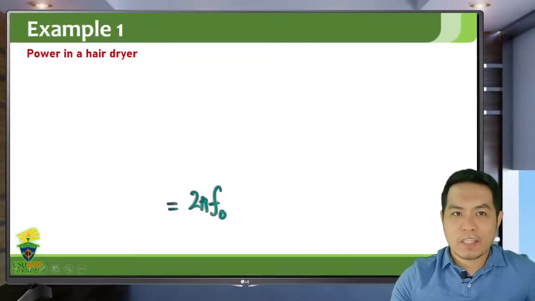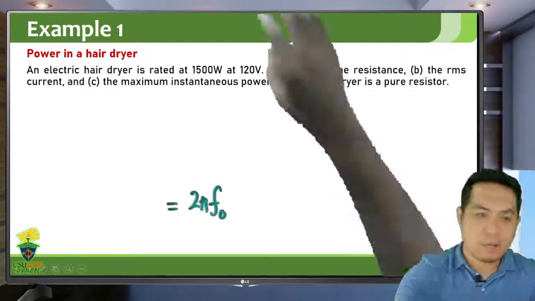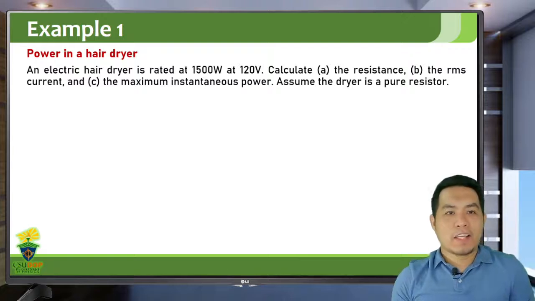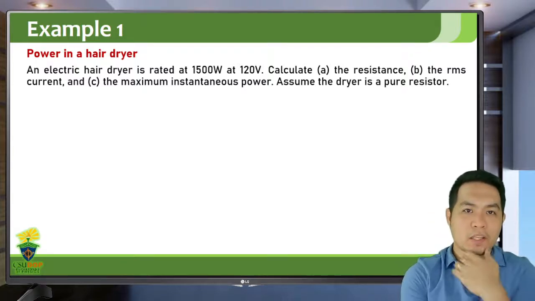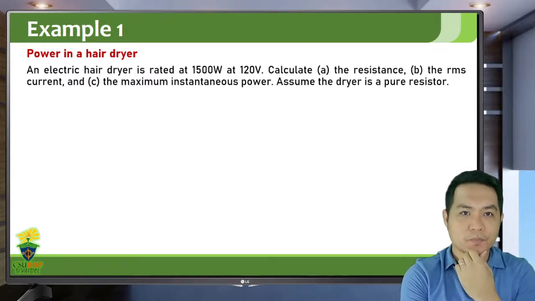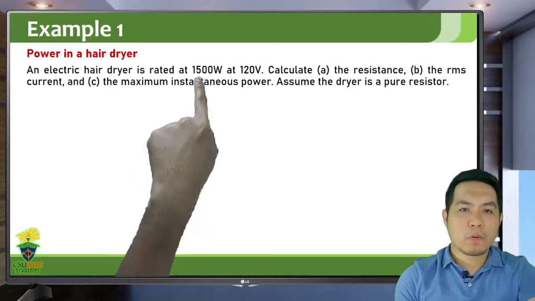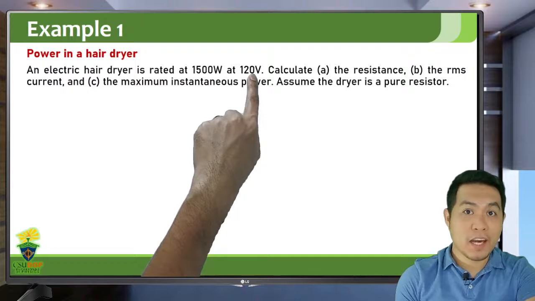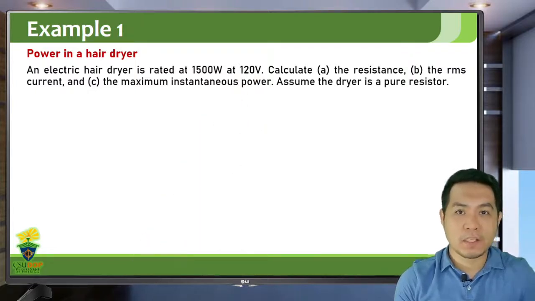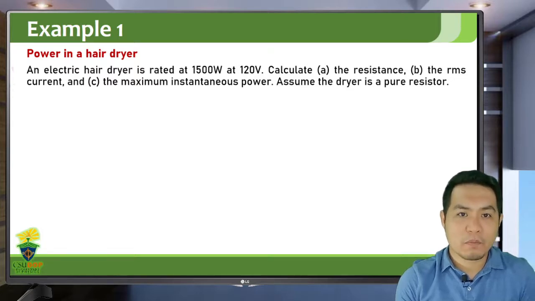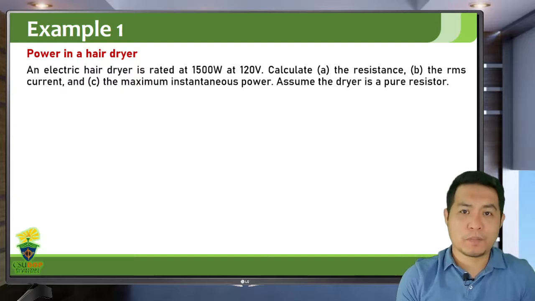So let's now have some examples for this chapter. Let's first have an example for power. You have an electric hair dryer rated at 1,500 watts at 120 volts. This 1,500 watts is the average power, and 120 volts is the V_RMS, the root mean squared voltage. You are asked to calculate the resistance of the dryer, the RMS current, and the maximum instantaneous power. Assume the dryer is a pure resistor.